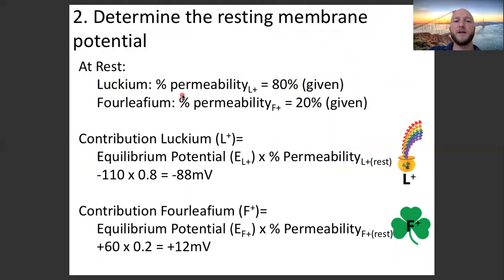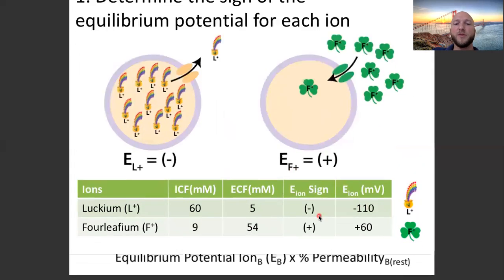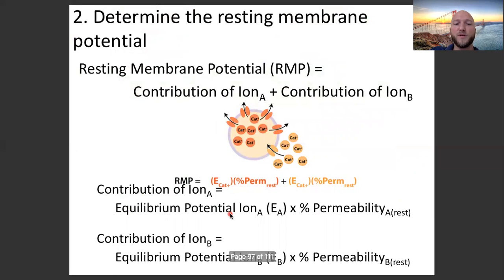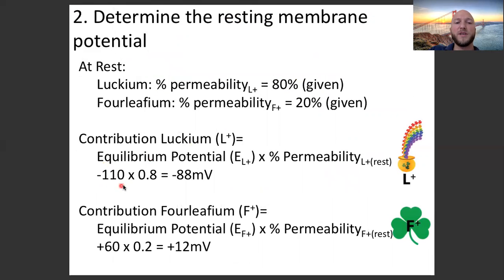So at rest, the first lithium permeability is 80%, and the second lithium permeability is 20%. So what's the contribution of the first lithium? Well, equilibrium potential of the ion, so it's negative 110. So we've got negative 110 times permeability. We have to turn the percentage into a decimal, so 0.8. So at rest, the equilibrium potential contribution of ion A is going to be negative 110 times 0.8, or negative 88 millivolts.